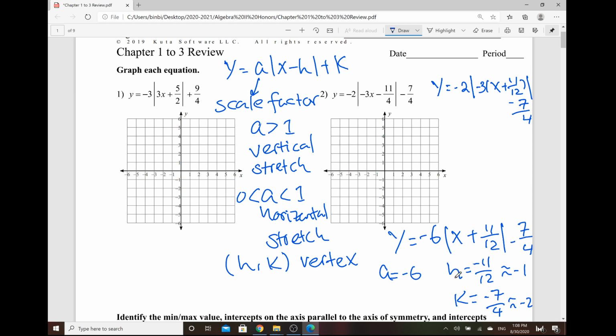So we do know that the vertex is negative, negative, so that's going to be in quadrant 3. So negative, negative, it's going to be right over here. So negative 1, negative 2, so that's somewhere around here. Again, it's very close. So negative 11 over 12, and then negative 1 and 3/4. So it's about right here.